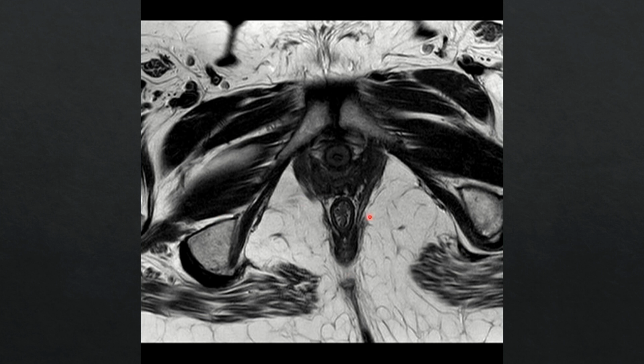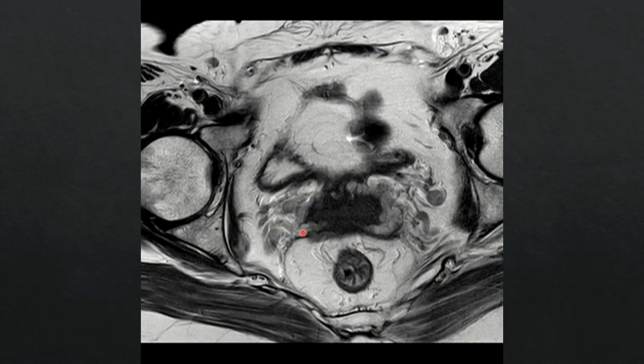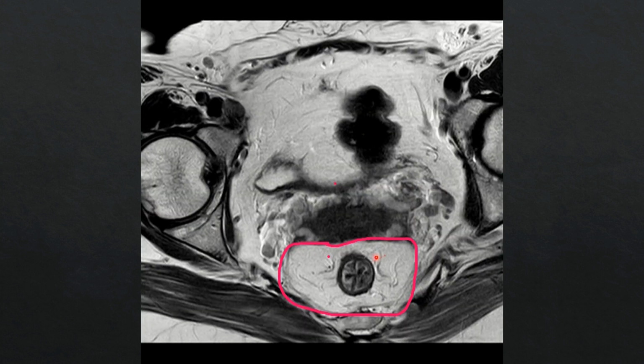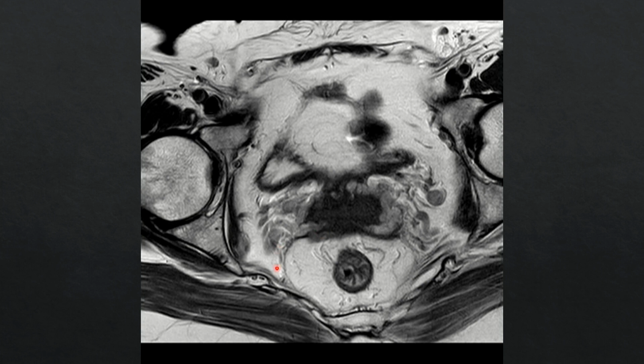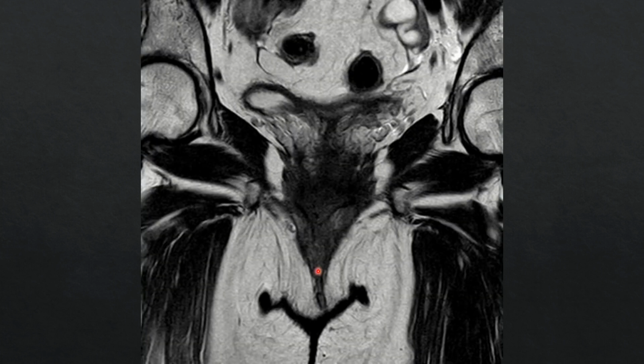This we can see as the external sphincter, with the muscularis propria going up ahead. This is the mesorectal fat containing the mesorectal vessels and the nodes. This thin T2 hypointense line is the mesorectal fascia.